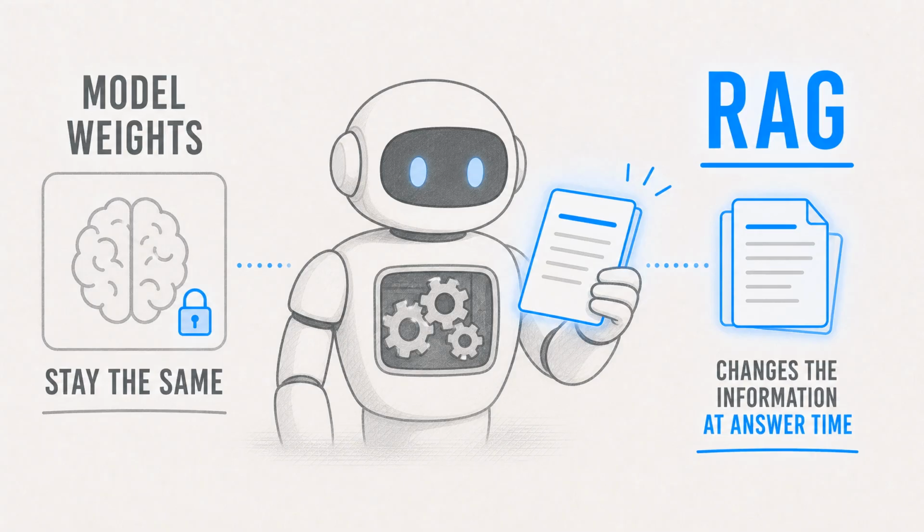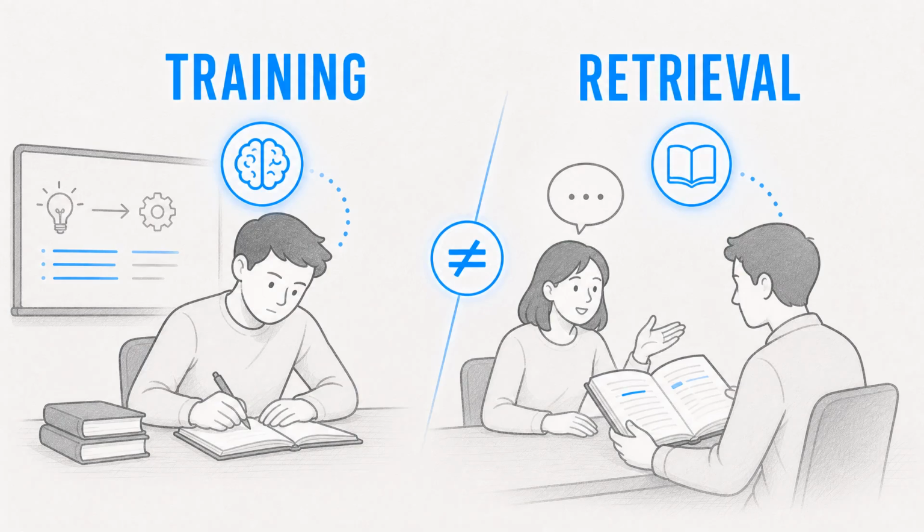One common misunderstanding is that RAG retrains the model. Usually it does not. The model weights stay the same. RAG changes what information is provided at answer time, like handing the model notes before it speaks. Training is like teaching a person a skill over a long period. Retrieval is like letting that person open a reference book during a conversation. Both can be useful, but they solve different problems.